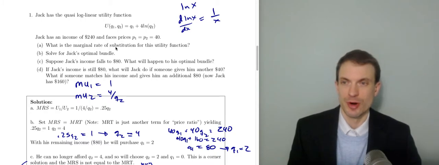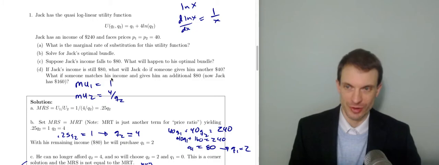We've got to find the marginal rate of substitution. We've got to find Jack's optimal bundle. Suppose Jack's income falls from 240 to 80. What happens to the optimal bundle? If Jack's income was 80, but somebody gives him another $40, what's Jack going to do? But if somebody then matches his income and gives him another $80, so now Jack has 160. All right, so we want to find the optimal bundles under all those circumstances.